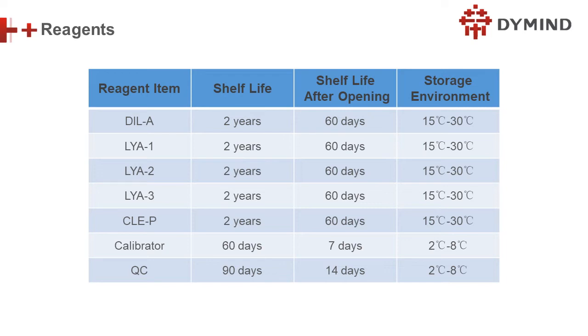The calibrator is for, every half year we have to do the calibration, or when we do the installation, we must do the calibration. The shelf life is 60 days, and the shelf life after opening is only 7 days. And for the QC, the shelf life is 90 days, and the shelf life after opening is 14 days. So remember, these are very important for engineers. When we store the QC and the control, we must use a refrigerator or a box with ice. When we do a delivery from China to your country, we use the airplane, and we must have a very fast delivery.